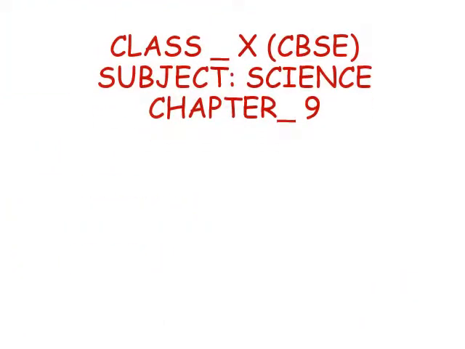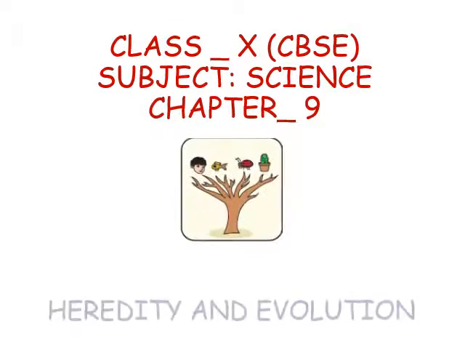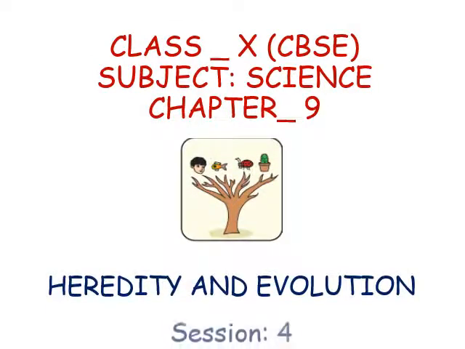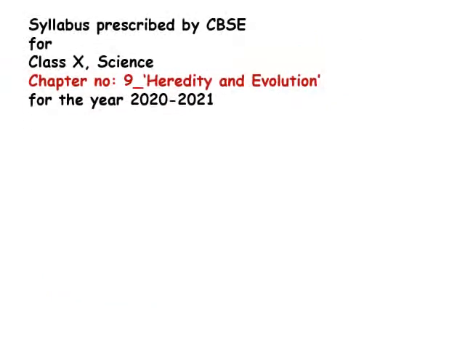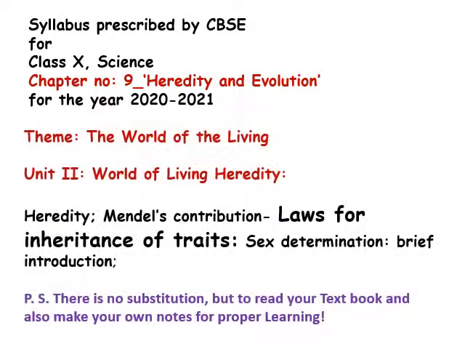So Class 10 Science Chapter 9, namely Heredity and Evolution. This is the fourth session. In this session, we will be talking about the laws of inheritance and in particular about monohybrid cross. Students, please remember, we have to read our textbook thoroughly and make our own notes for proper learning.